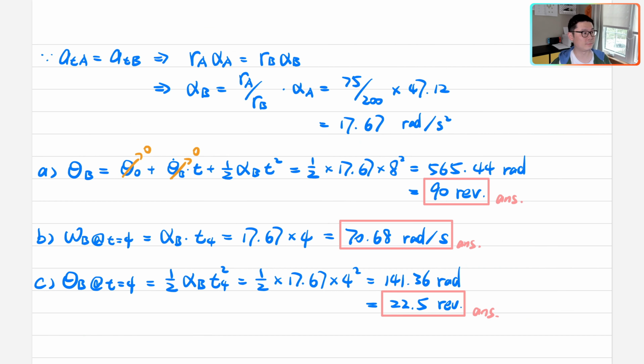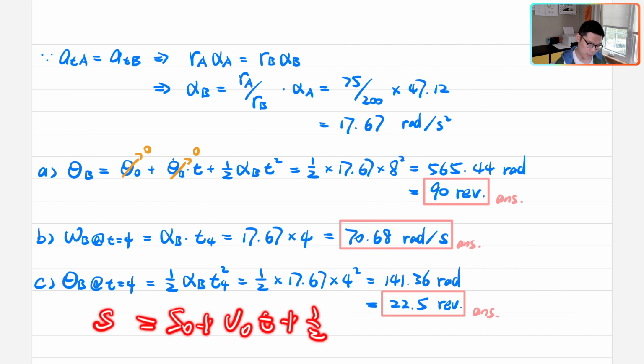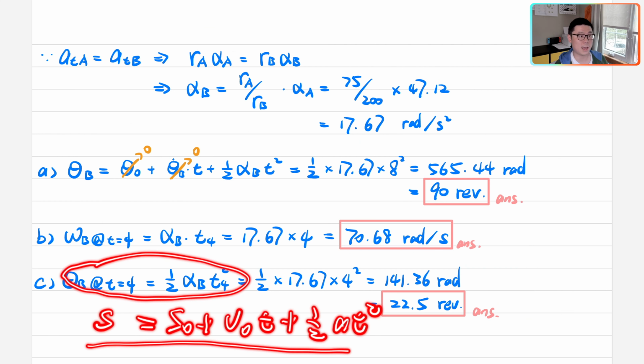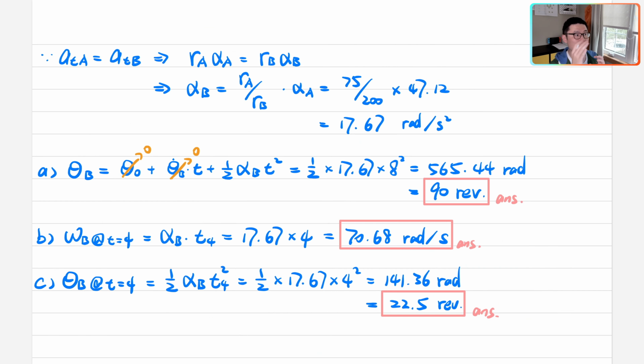That's our answer. Okay, I just want to finally remind you, this is velocity is acceleration times time, and this is total displacement, s naught plus v naught t plus 1/2 a t squared. I just want you to see how similar they are, comparing angular motion versus straight line motion.